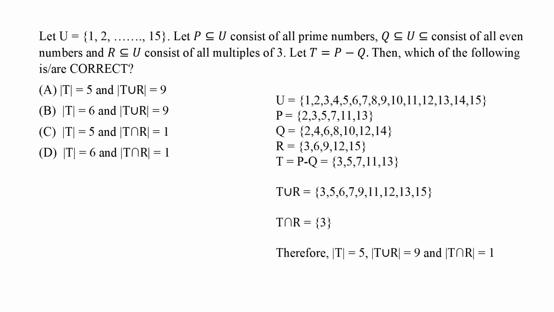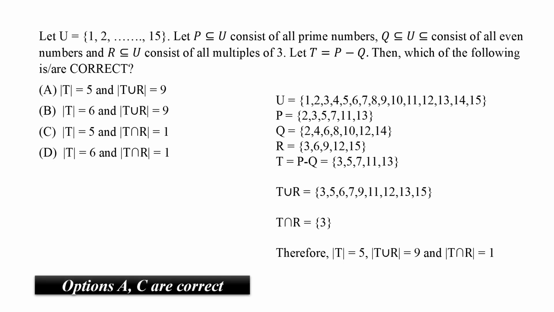Now we will write all the subsets as per the given information. So T union R contains these many elements, so it contains 9 elements, right? And T intersection R contains only one element, that is 3. So we find that the number of elements in T is 5, in T union R it's 9, and in T intersection R it is 1. So option A and C here are correct.